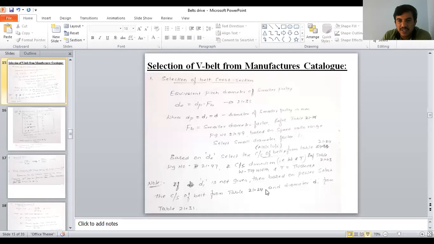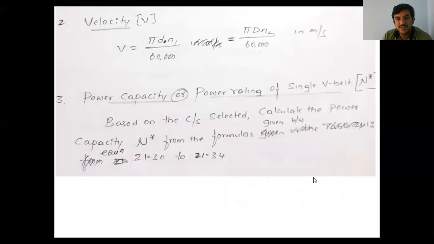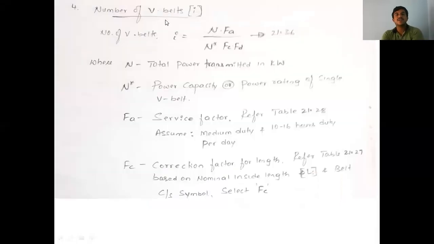Once you calculate the power transmitted per unit belt, the third step is over. Now what is the fourth step? Then you calculate the number of V belts. First step, determine the cross section of the belt. Second step, determine the linear velocity of the belt. Third step, determine the power rating per unit belt. Next, the fourth step is the number of belts. How many belts are required? The number of belts i is equal to N into FA divided by N star into FC into FD.